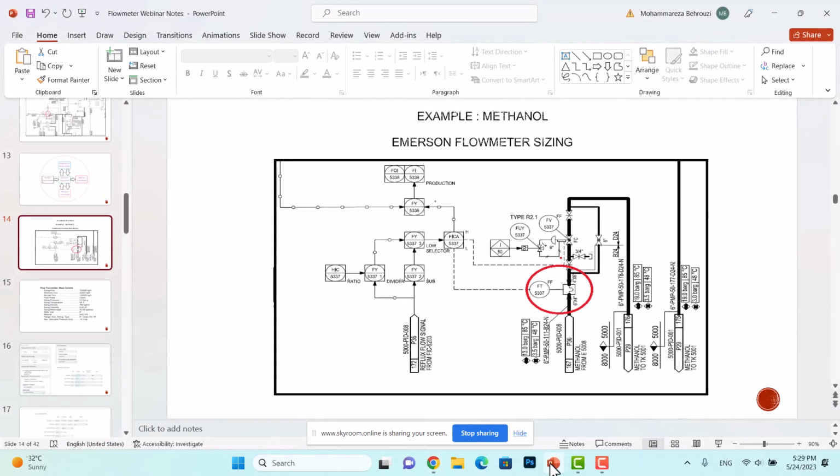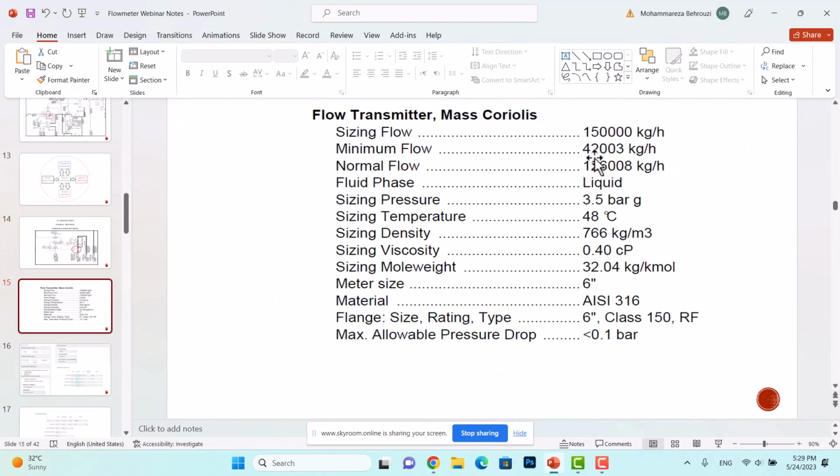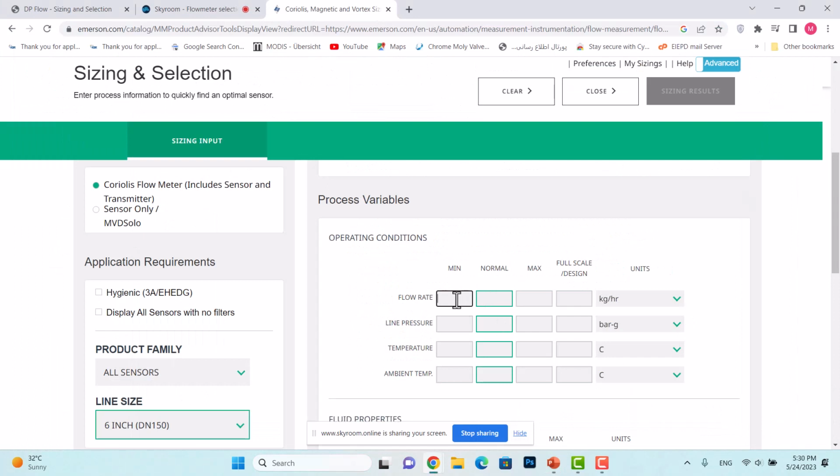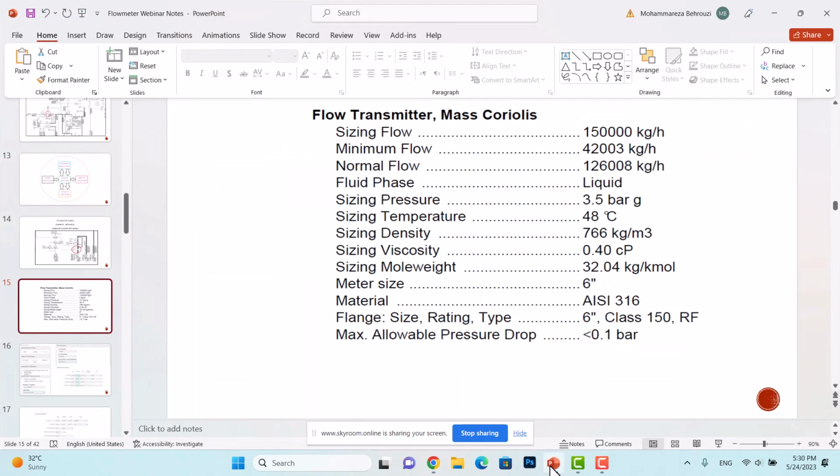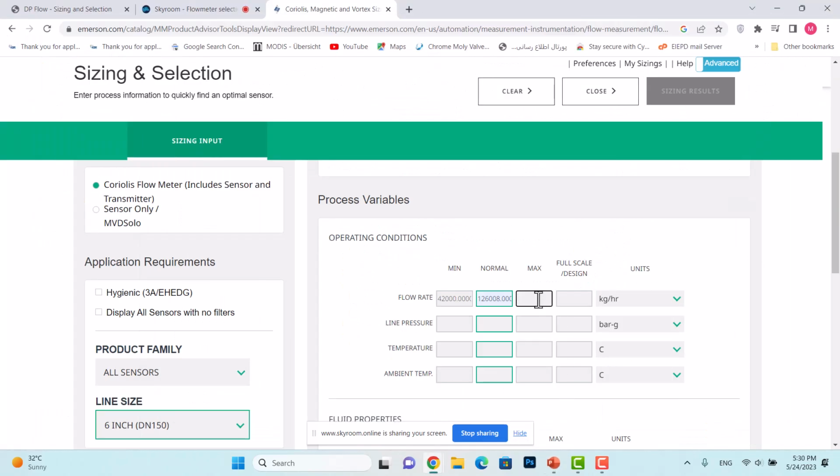And let's enter the values. Line pressure 3.5, temperature.